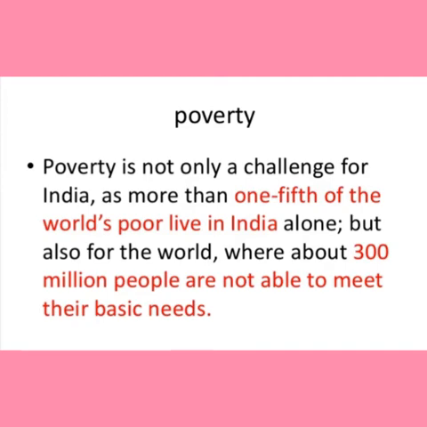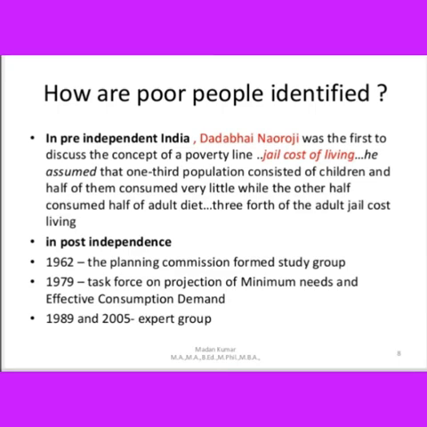So, one fifth of the world's poor live in India, and in the world, we can see 300 million people who are not able to meet their basic needs. And how are poor people identified? How can we identify the poor and the rich?